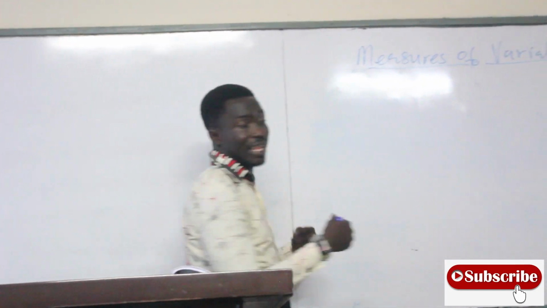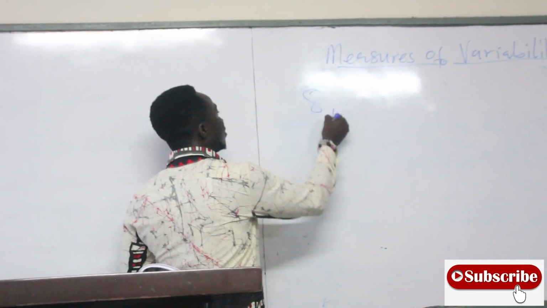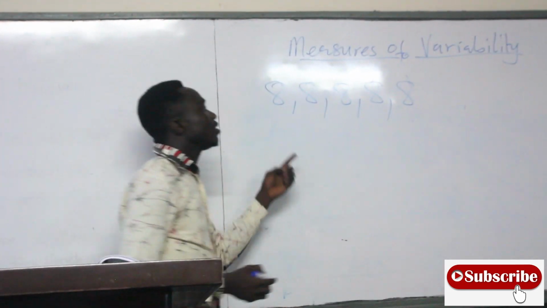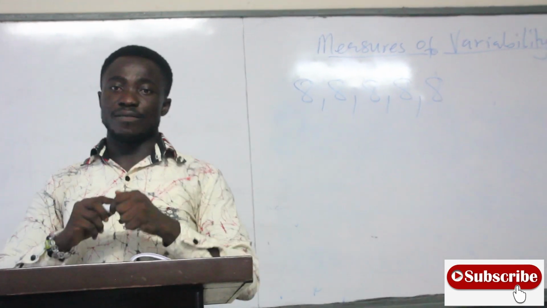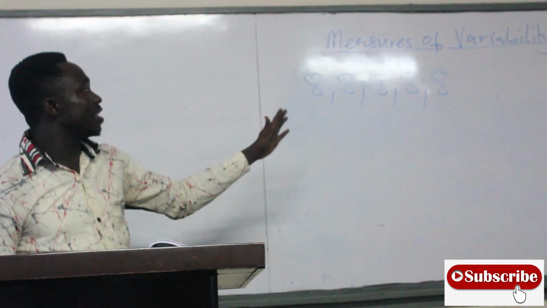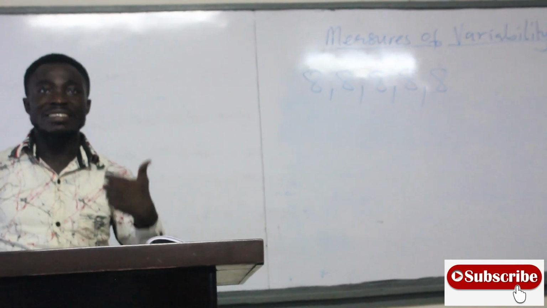The standard deviation or variance of a constant is 0. For example, let's assume that you have written a quiz, and in the quiz, after marking, you all score 8. So the 5 of you in a class all score 8. Now these are the scores for the 5 of you. So you realize that you have a score of 8. This 8 is a constant.